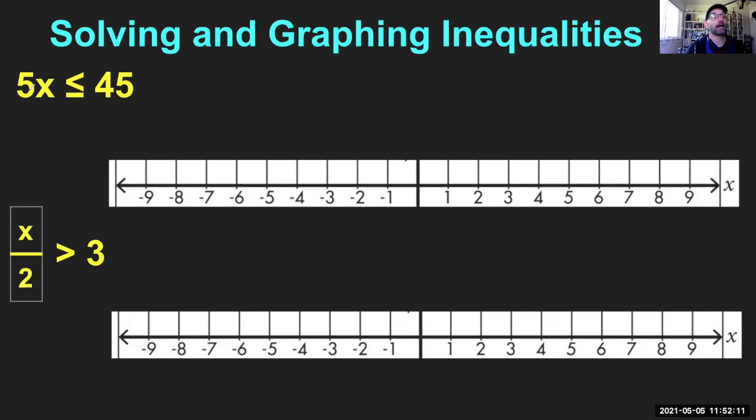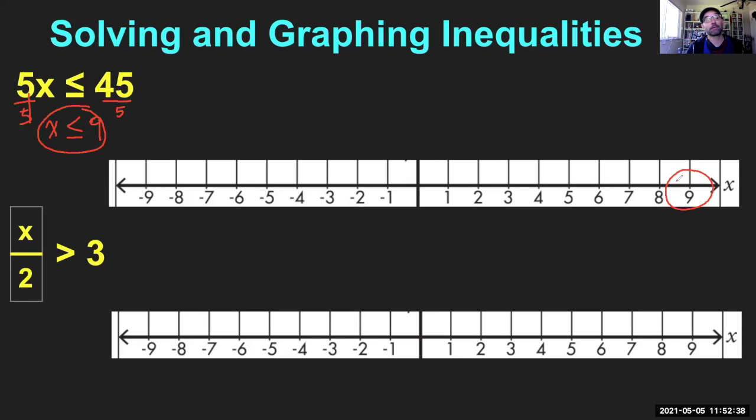So this is x times 5. So now we're going to divide by 5. And the 5's cancel out, and we just have an x here. This stays the same, less than or equal to. And if we divide by 5 on this side, we have to divide by 5 on this side. 45 divided by 5 is 9. So now our answer is x is less than or equal to 9. Okay, so now let's graph it. I come over here to 9. I'm going to put a big circle around it.